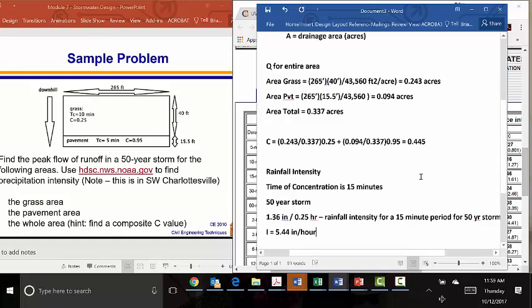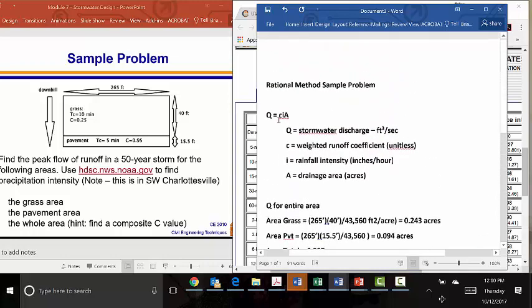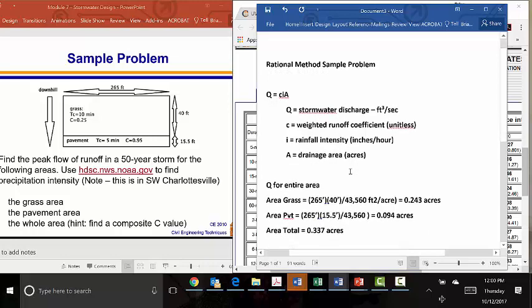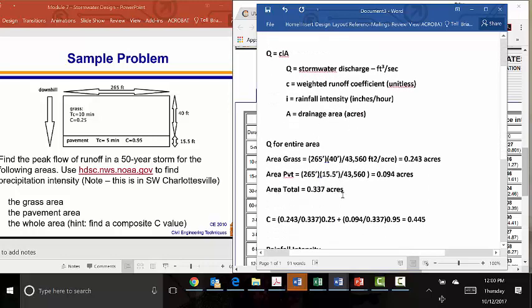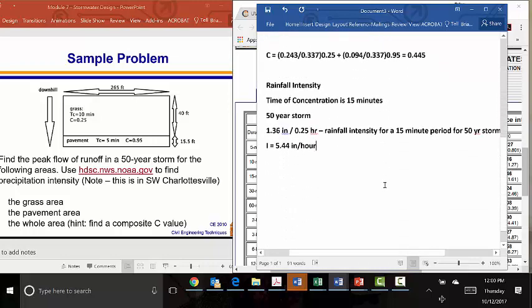So now we've got our C value, 0.445. We've got our intensity value, 5.44 inches per hour. So we have C, we have I. All we need is A, acres. And we know that already from up here, the total acres was 0.337. So now we have all our values. Let's go ahead and estimate our discharge. So it's Q equals C I A.